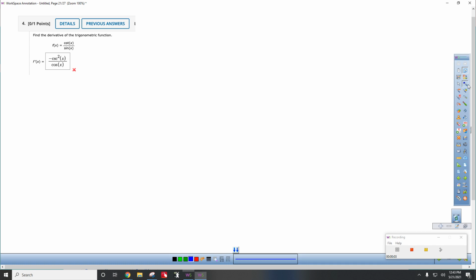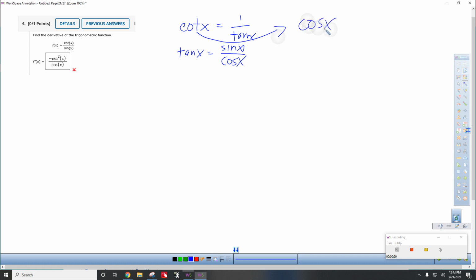I'm going to change cotangent. See, it's cotangent of x. Well, that's 1 over tangent of x. But tangent of x, if you remember, that's sine over cosine. So that means that cotangent of x is cosine over sine. Okay? So if I take that out and write cosine over sine, now we've got f of x is cosine x over sine squared x. Okay?